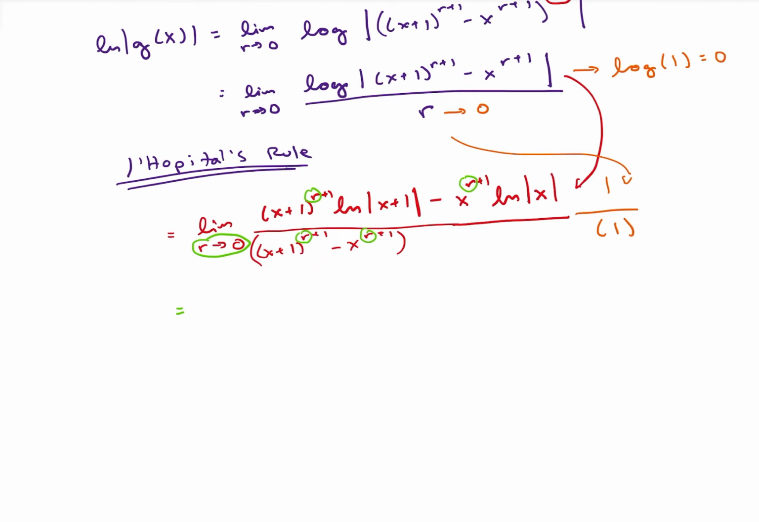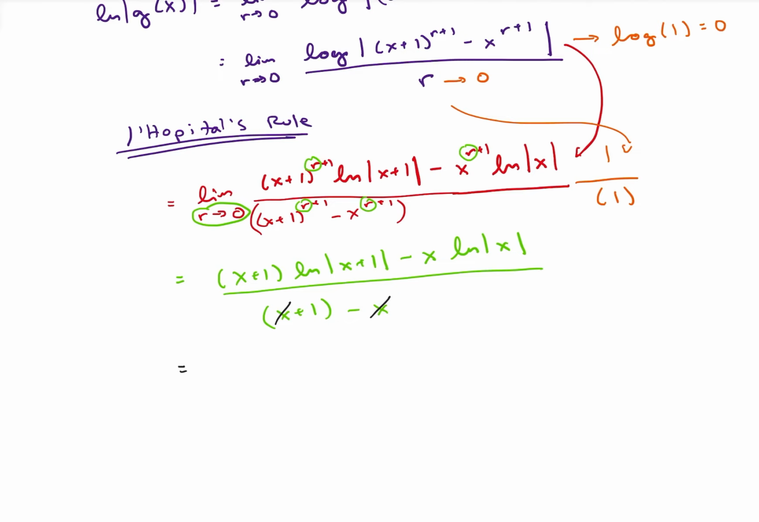So let's take that limit, and I'm going to get x plus 1 times the natural log of x plus 1 minus x times the natural log of x, all divided by x plus 1 raised to the first power minus x raised to the first power. So we have a few things cancel. So this x and this x go away. I'm just going to do that over 1. And now this is looking pretty darn neat. So I'm going to rewrite this now. So now I'm going to have x plus 1 times the natural log of x plus 1 minus x times the natural log of x.